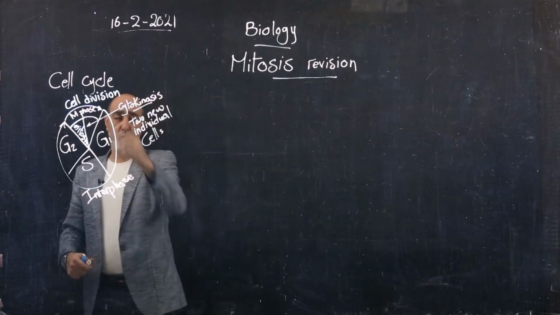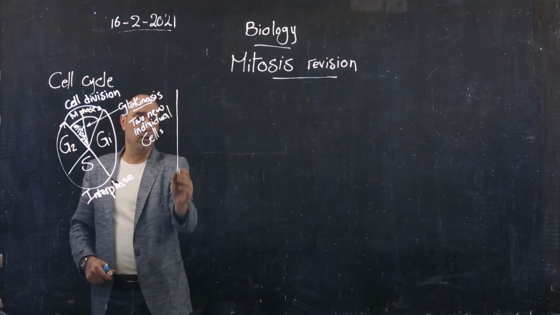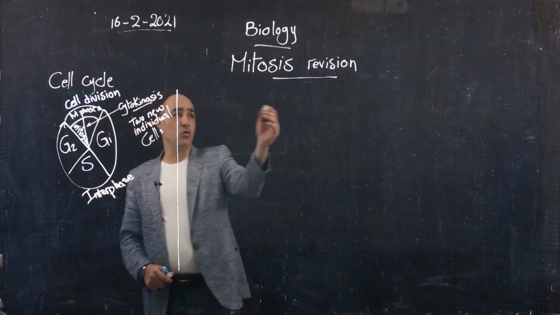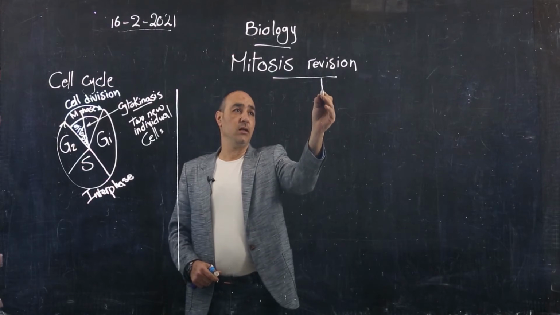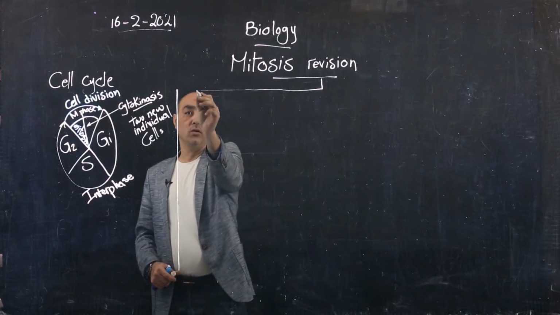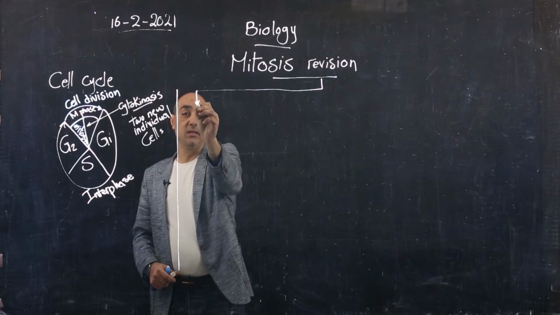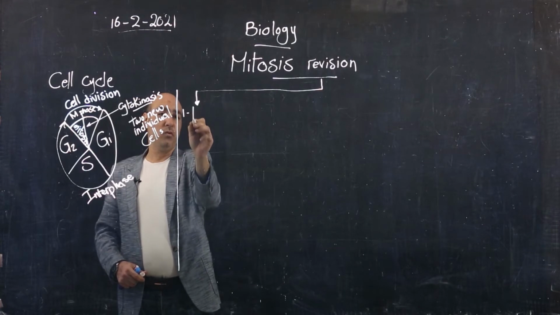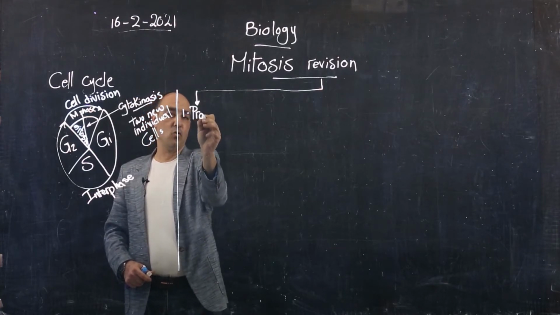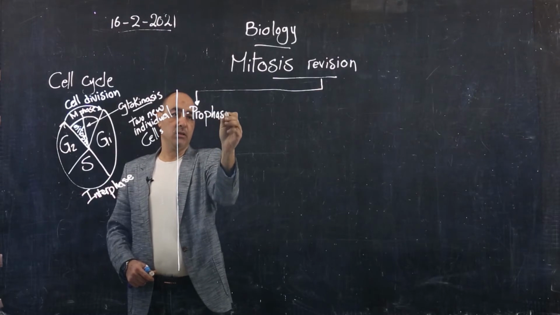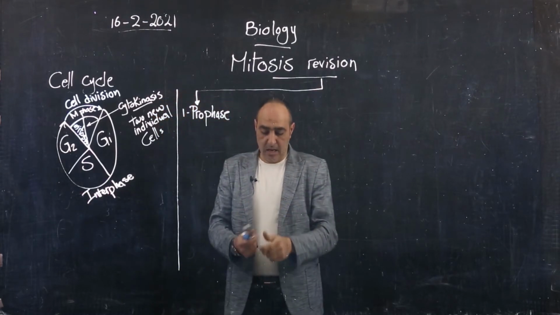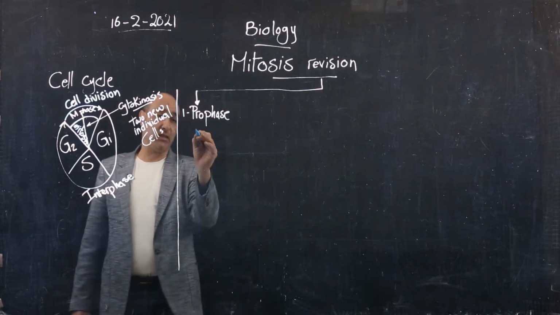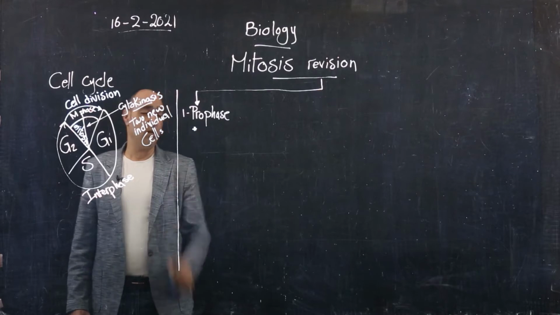So for the mitosis, we will take the M phase and we will speak about all the phases. The mitosis is divided into 4 main phases. So it starts with number 1, the prophase, which means the starting phase. In the prophase, important events take place. What happens in the prophase?